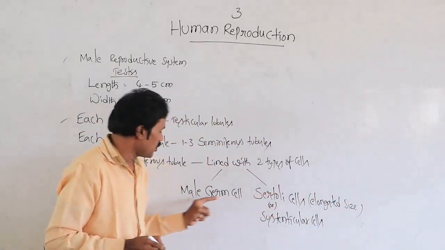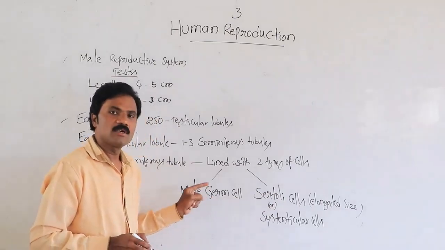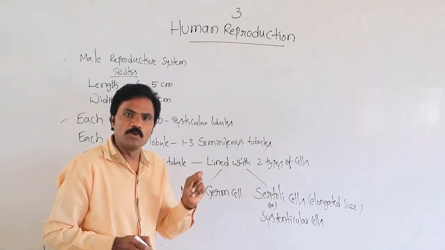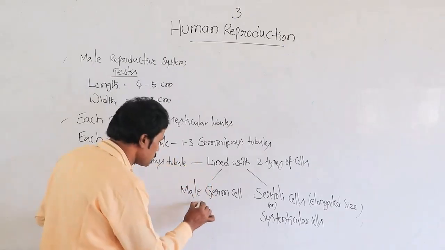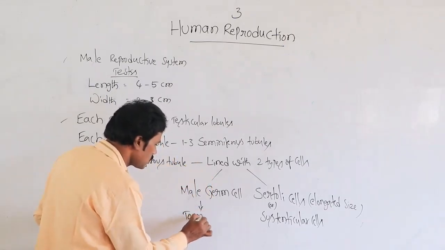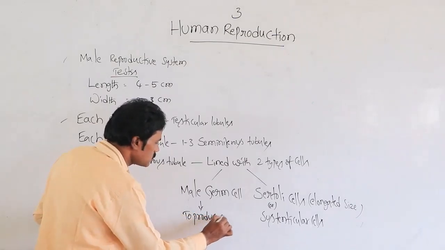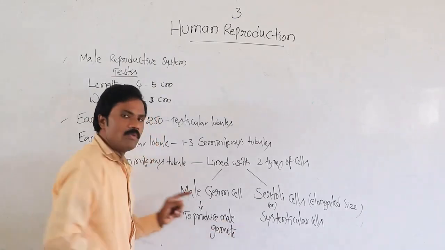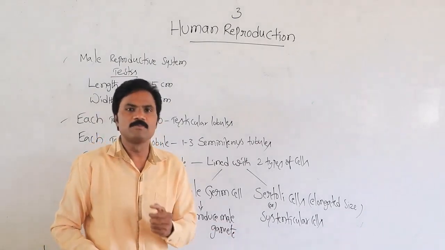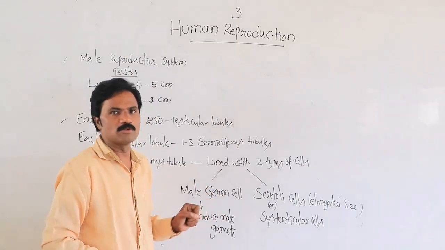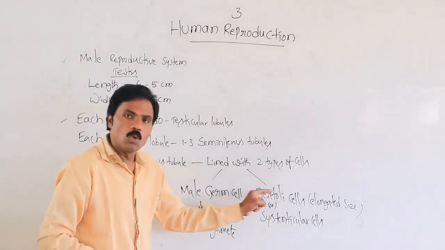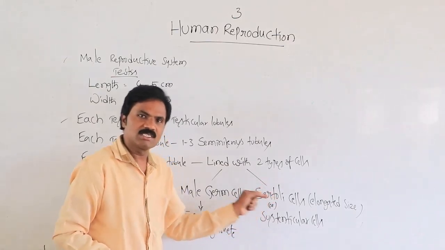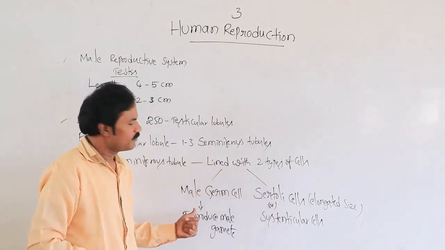Then, what is the function of male germ cells? The germinal epithelium, the male germ cells, help to produce the male gametes. Which one do we call the male gamete? Sperms. It helps to produce the spermatozoa or sperms. What is the function of Sertoli cells? Sertoli cells nourish the male germ cells.